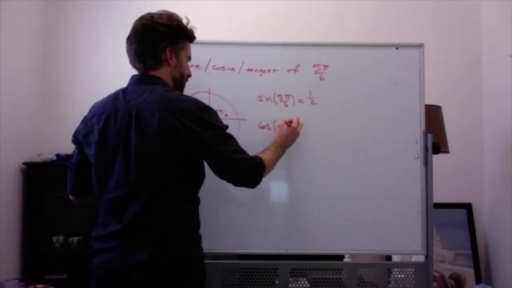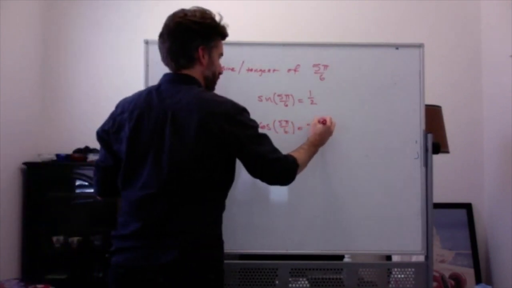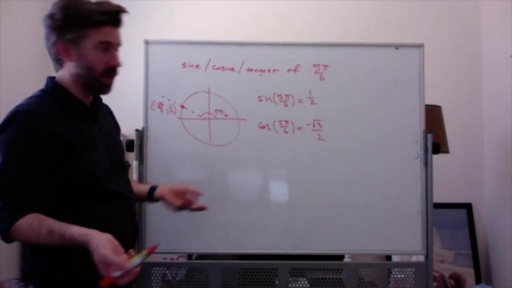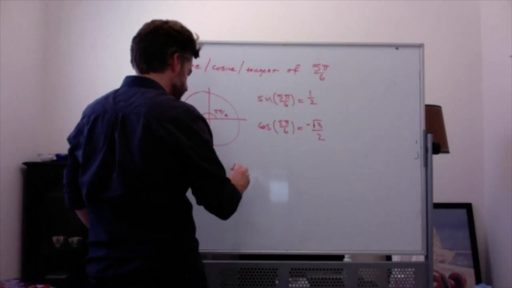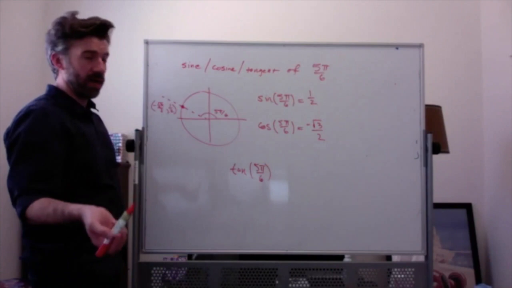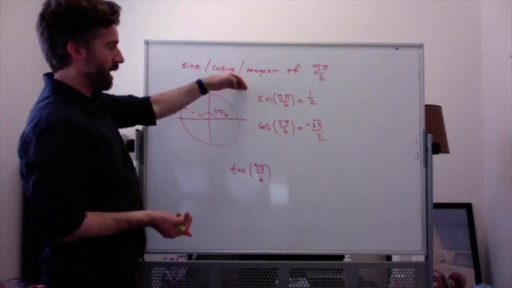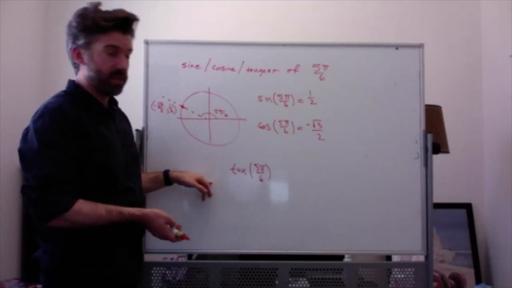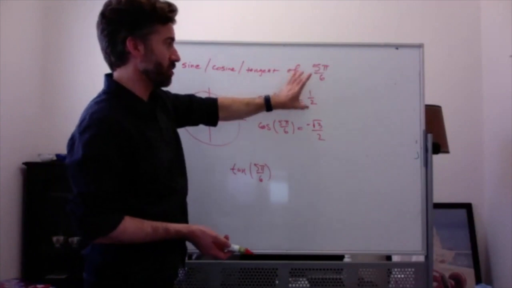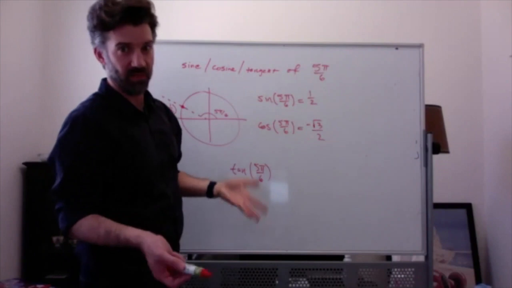Cosine of 5 pi over 6 is the x value, which is negative √3/2. And I think tangent's a little more difficult this way, but not a ton. Tangent of 5 pi over 6 is the y value divided by the x value. This is one of the reasons it's nice to write it as sine, cosine, and then tangent, because sine is the y value, cosine is the x value, and tangent is the y value divided by the x value. So it's literally just this over this, which you already kind of have written down.